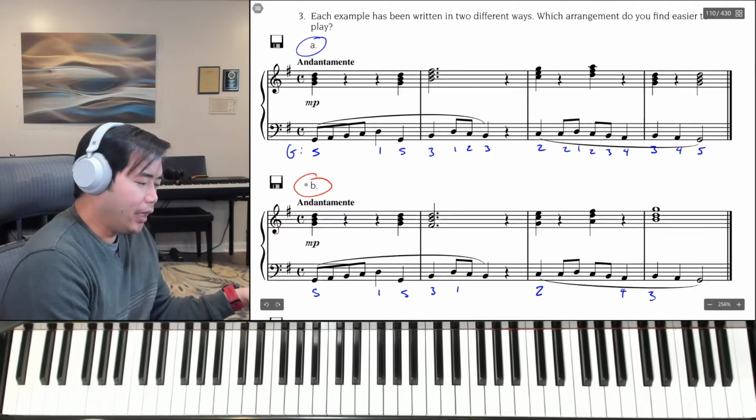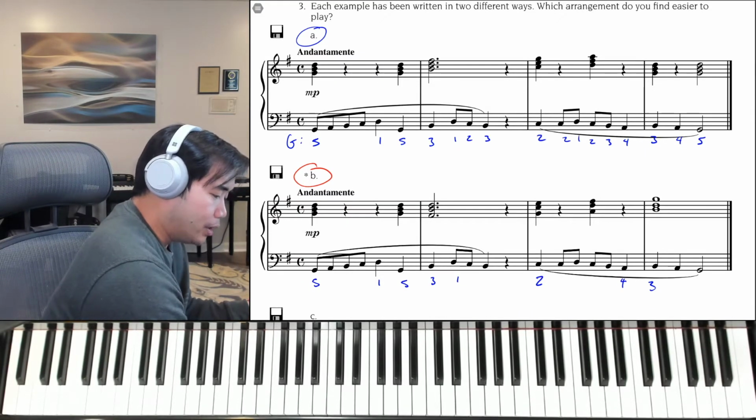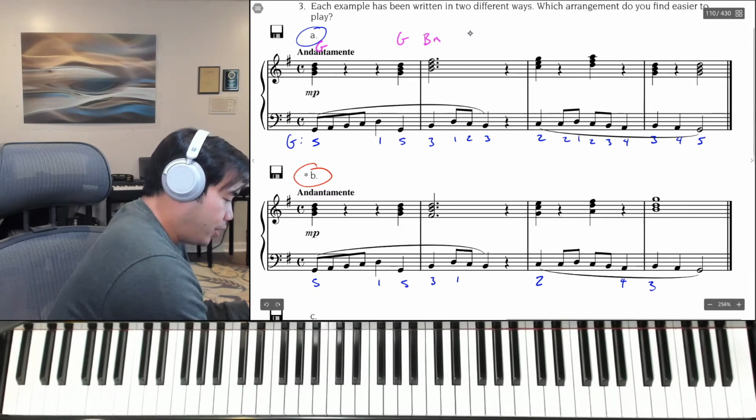To analyze the right hand, first we're going to analyze the actual chords themselves. Let's write the chord names in. So we have a G major chord, another G major chord, then it goes to a B minor chord, then it goes to a C major chord, D major chord, G, and G.